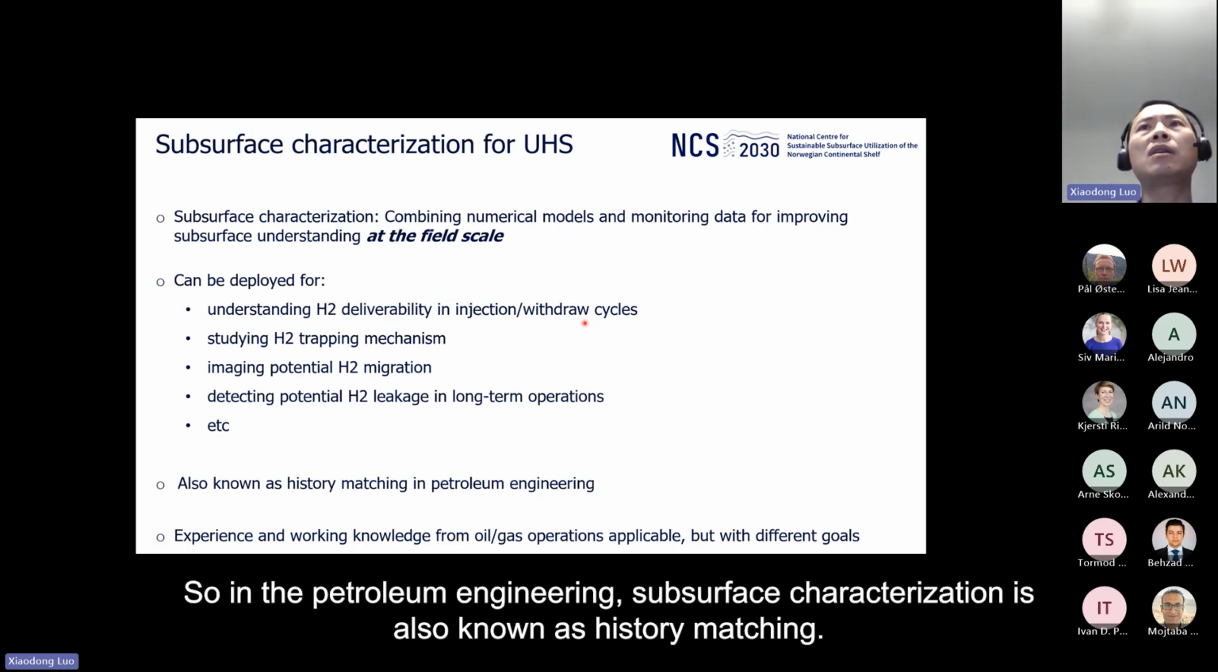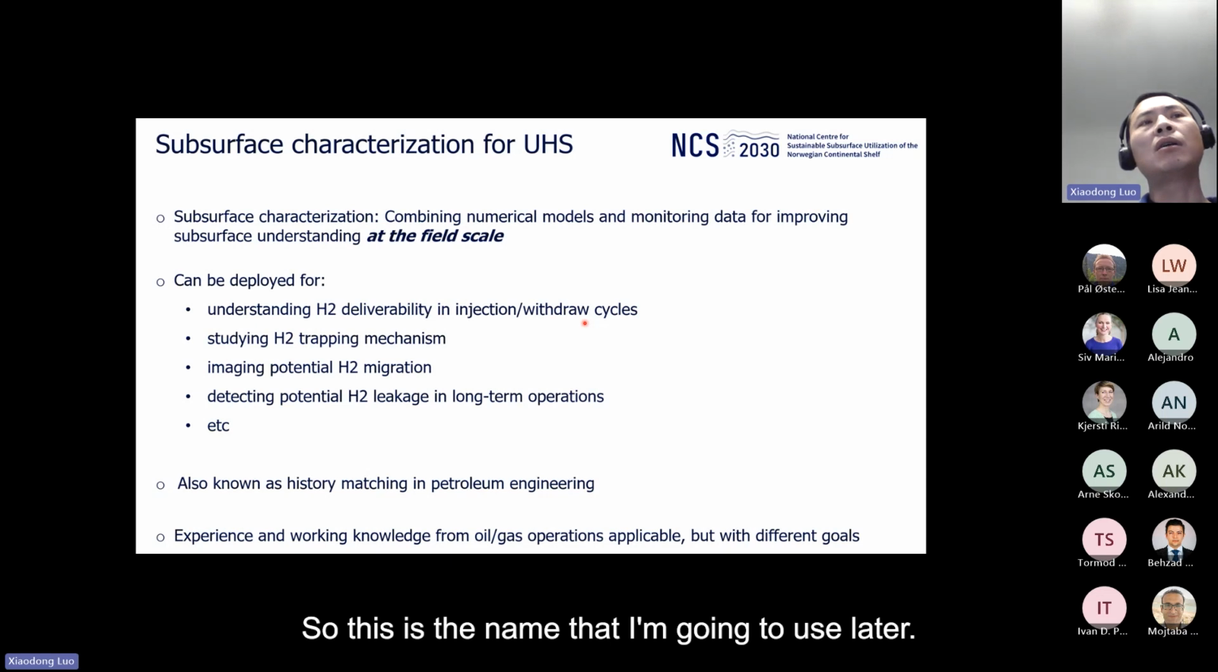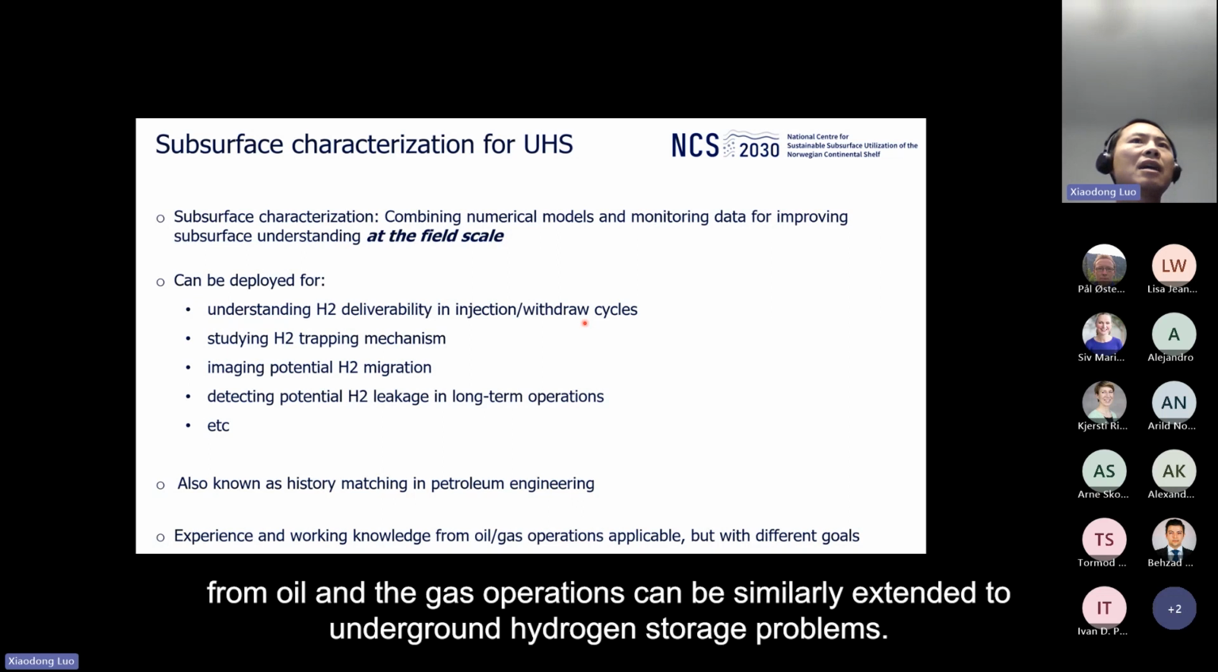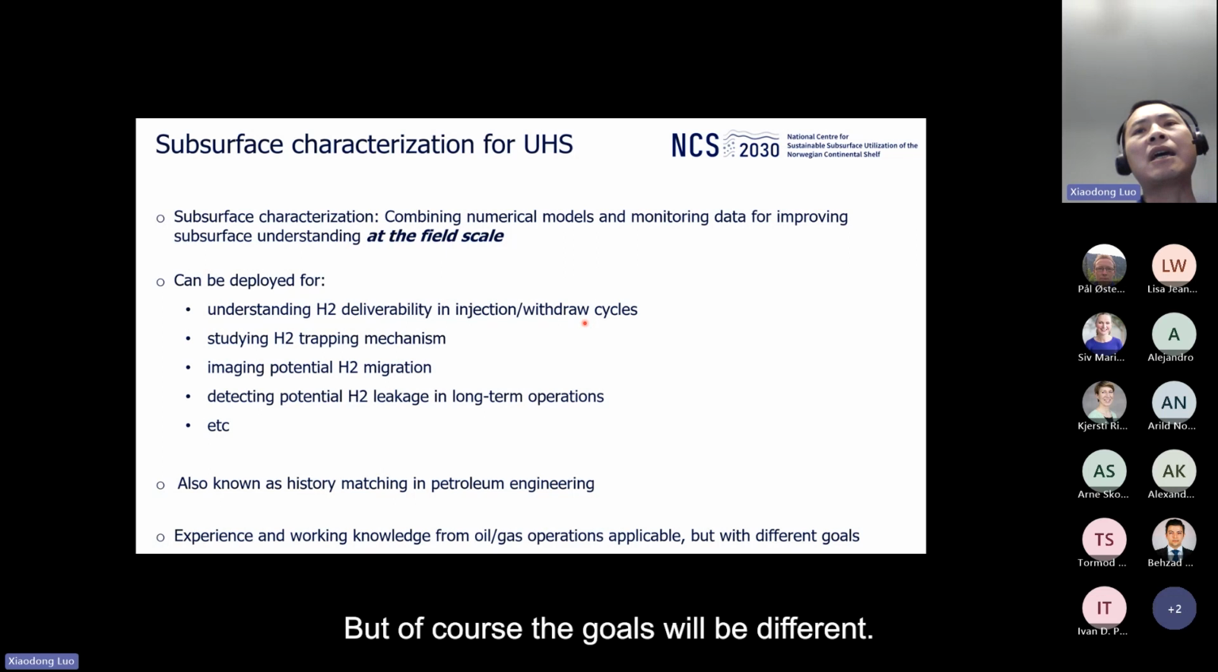In petroleum engineering, subsurface characterization is also known as history matching, which is the name that I'm going to use later. Because of this connection, previous experience and working knowledge from oil and gas operations can be similarly extended to underground hydrogen storage problems, but of course the goals will be different.